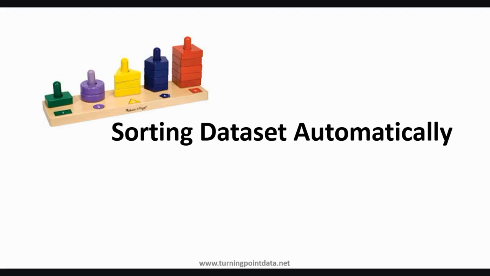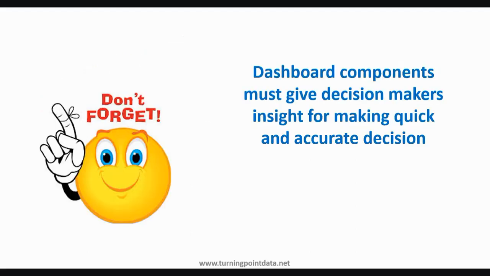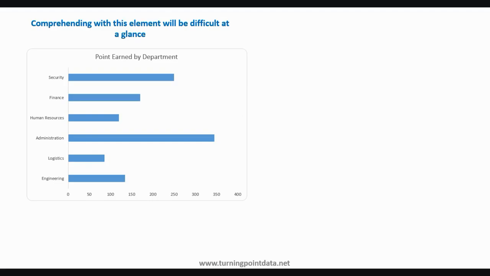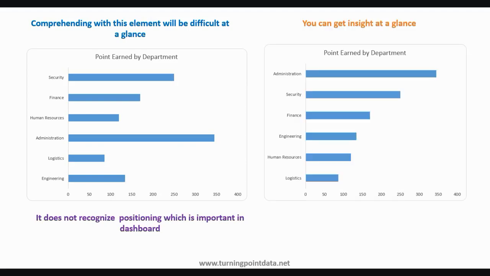We're looking at sorting data set automatically. Don't forget, dashboard components must give the decision makers insight for making quick and accurate decisions. Let's look at this element on our dashboard. We can't comprehend it looking at it at a glance. Why? It does not recognize positioning, which is important in a dashboard.